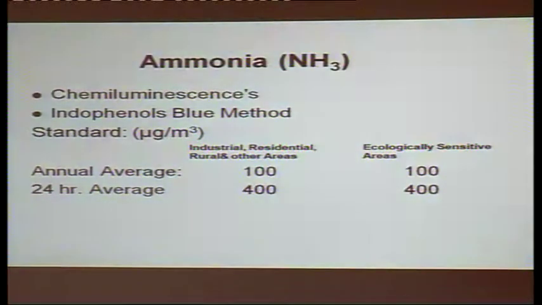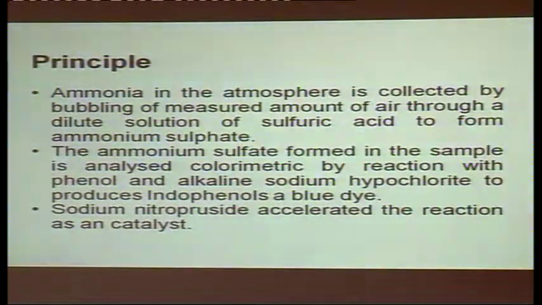Now come to ammonia. Ammonia can be analyzed by the chemiluminescence method, by online analyzers, or by the indophenol method. Ammonia in the atmosphere is collected by bubbling a measured amount of air through dilute solution of sulfuric acid to form ammonium sulfate. The ammonium sulfate formed in the sample is analyzed colorimetrically by reaction with phenol and alkaline sodium hypochlorite to produce indophenol, a blue dye. Nitroprusside accelerates the reaction as a catalyst. It doesn't take part in the reaction, but it is a catalyst.